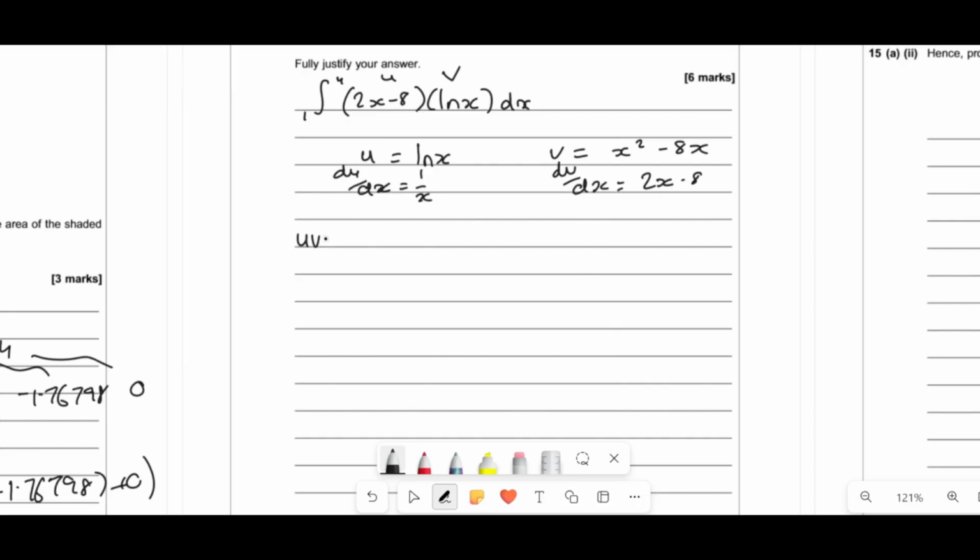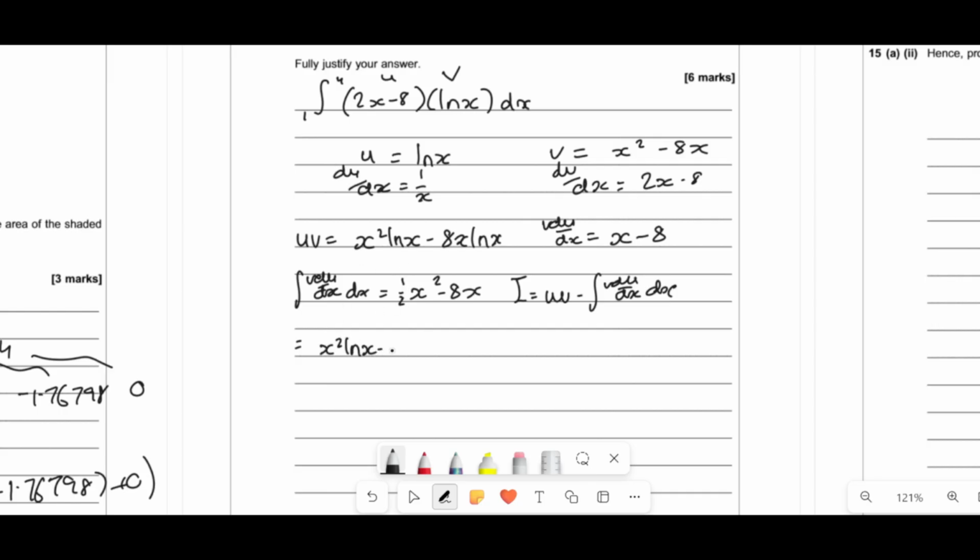So I'm going to work out what uv is. uv is going to be x squared ln x minus 8x ln x, and then v du over dx is just this whole thing divided by x, so it's going to be x minus 8. So the integral of v du over dx with respect to x is going to equal x squared over 2 minus 8x. So our overall integral is uv minus the integral of v du over dx, so that's x squared ln x minus 8x ln x, minus x squared over 2 plus 8x.